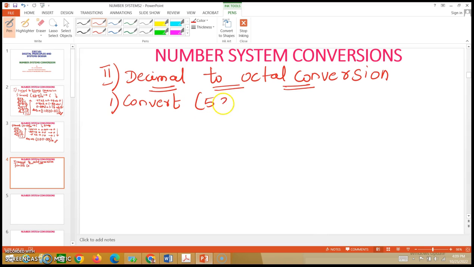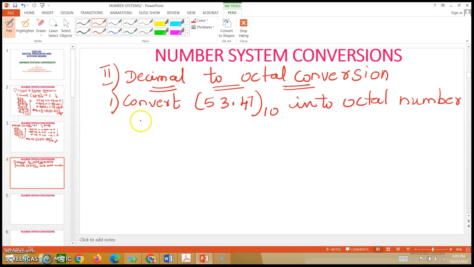So now the first example is convert 53.47, that is decimal, into an octal number. How can we represent it? Same as before, consider the integer value, then divide it by 8. 8 6s are 48. Now 5 is the remainder. So we just have to represent it like this.